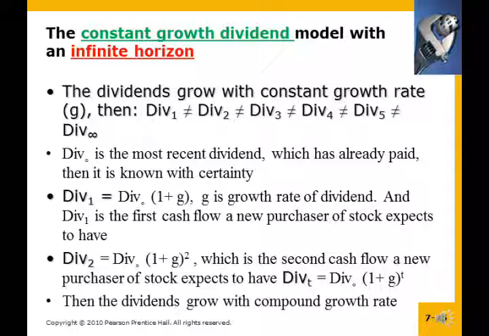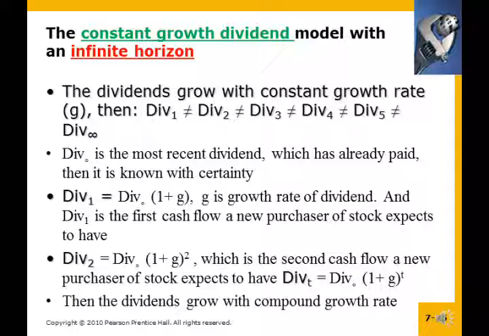For example, if you have 2 investors, investor A and investor B, and investor A decides to sell his stock to investor B, the last dividend that investor A will have from the company will be dividend note. And the first dividend that investor B will have from the company will be dividend 1. I hope you understand this.